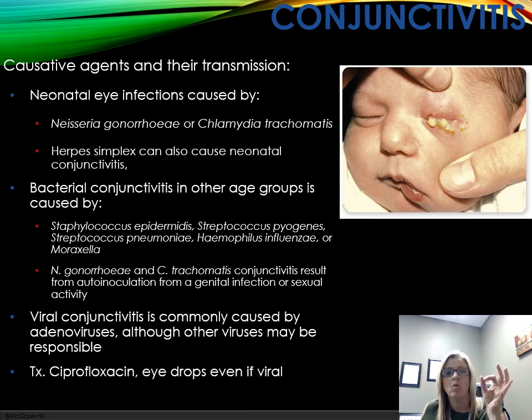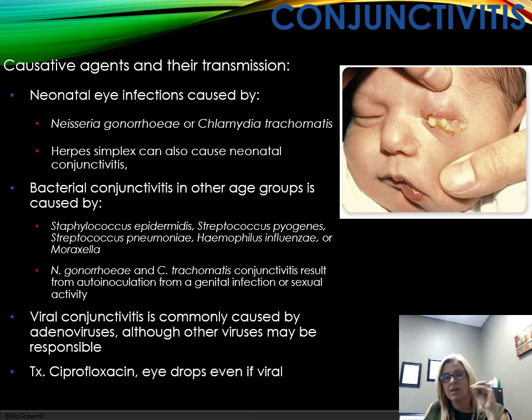And those are going to be transmitted vertically, so from the genital tract of the mother who has an infection of one of the two, and that can actually lead to serious eye damage if not treated promptly. Herpes simplex can also cause neonatal conjunctivitis, and that's going to be accompanied by a generalized herpes infection.